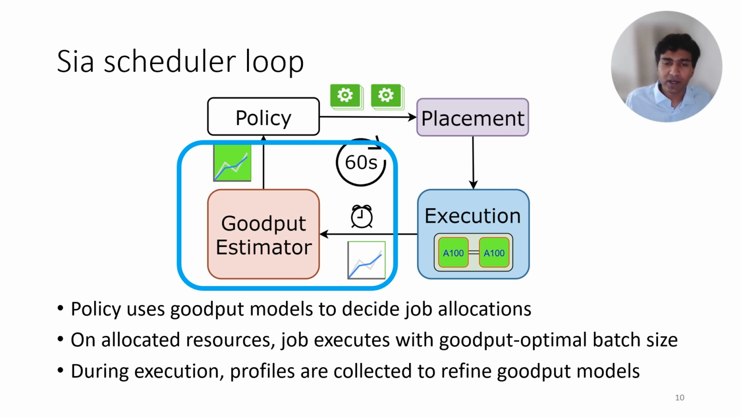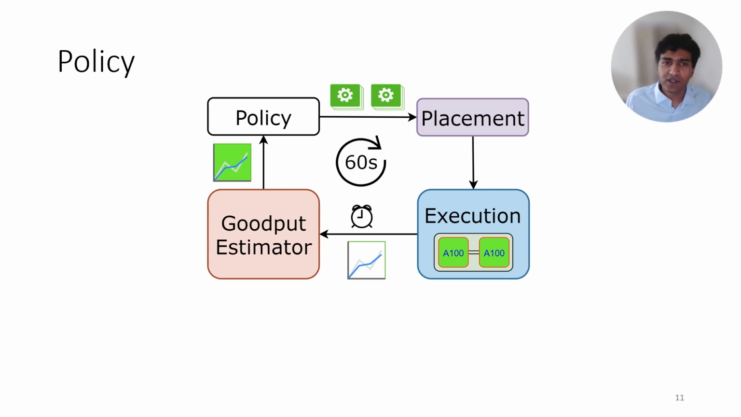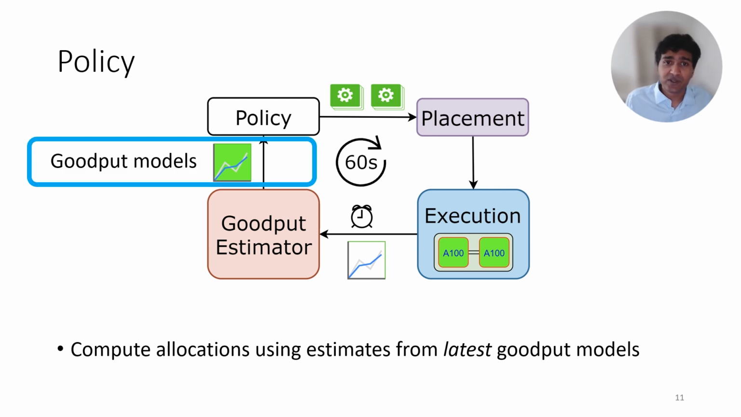Let's quickly take a look at each of the three components. Sia policy uses the latest goodput models to guide the allocations by running an optimization program to maximize cluster-wide goodput. In this figure, Sia policy uses the goodput model for the A100 GPUs and decides to allocate two A100s to the job, denoted by the two green symbols up top.